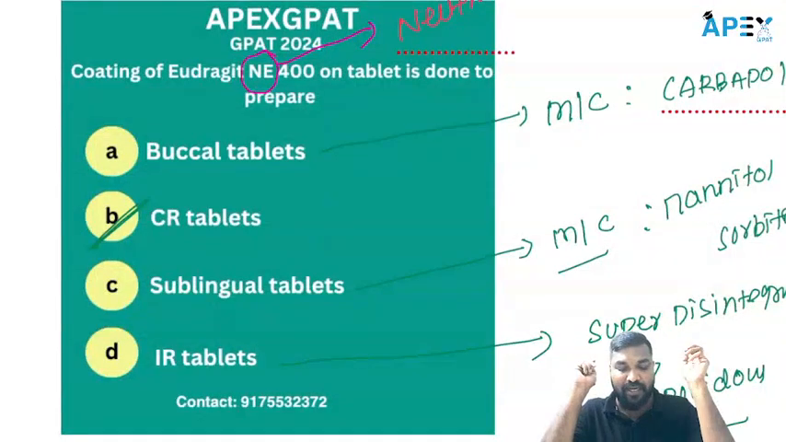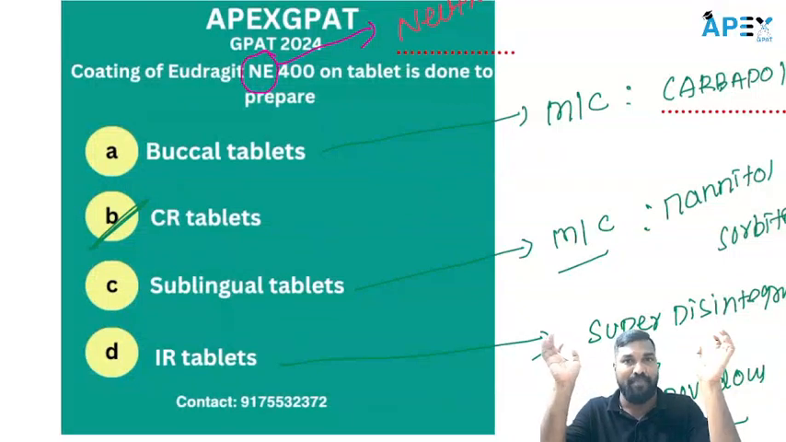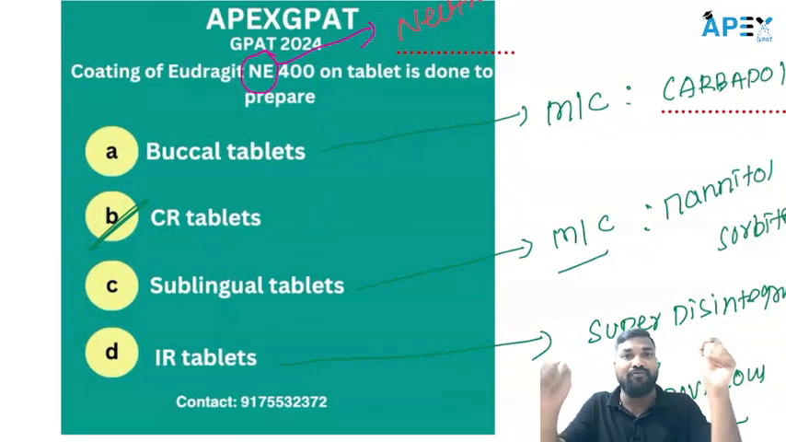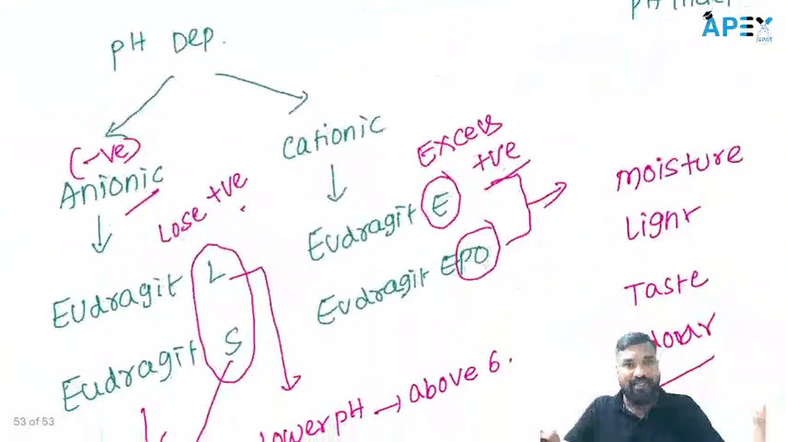So what is remaining? Control release tablet, Eudragit NE 400. This is for making control release or sustained release tablets. So this is the question asked in GPAT 2024. You can remember all the properties, very simple.